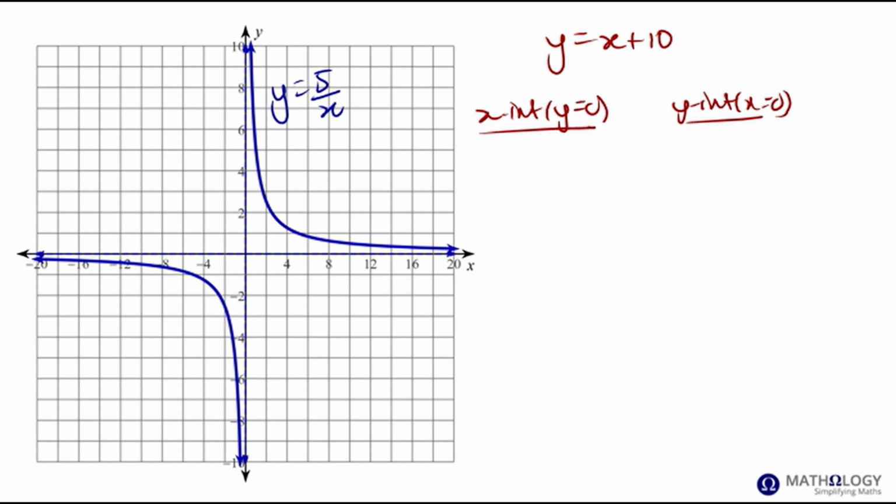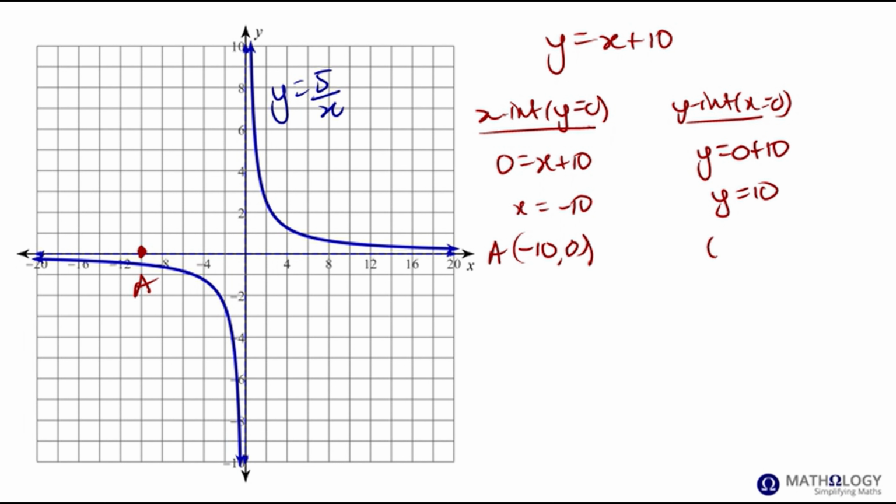So the x-intercept, y equals 0. So when y is 0, we'll have 0 equals x plus 10. So x is minus 10. So the x-intercept is minus 10, 0, which is there. Call that point A. The y-intercept will be when x equals 0. So y equals 0 plus 10. Y equals 10. 0, 10. The point B, 0, 10 is the y-intercept. So we plot 0, 10, and we put a straight line through those points.